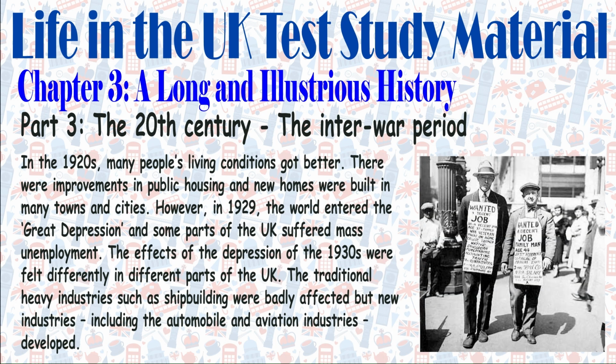The interwar period. In the 1920s, many people's living conditions got better. There were improvements in public housing and new homes were built in many towns and cities. However, in 1929, the world entered the Great Depression, and some parts of the UK suffered mass unemployment. The effects of the Depression of the 1930s were felt differently in different parts of the UK.